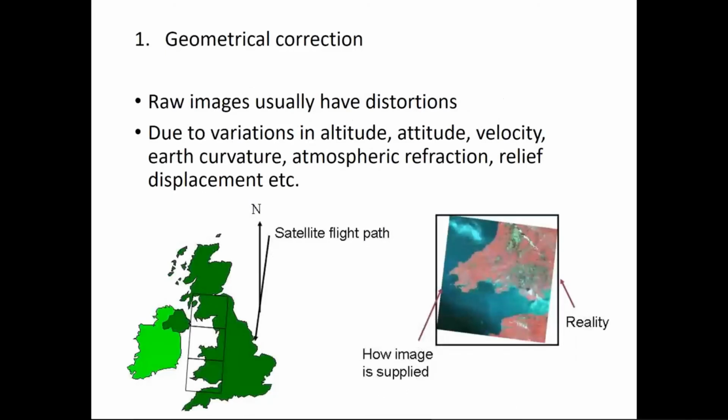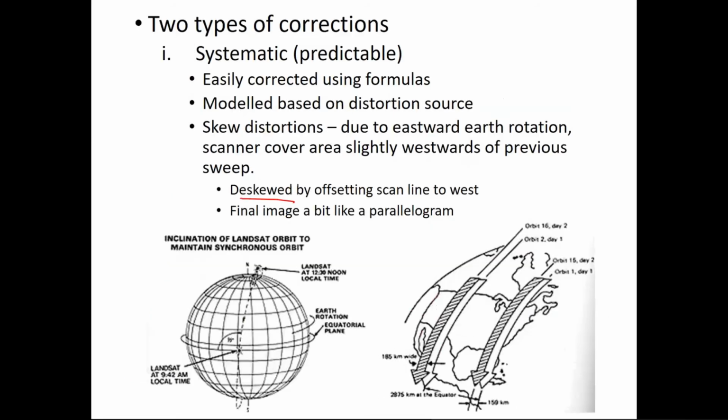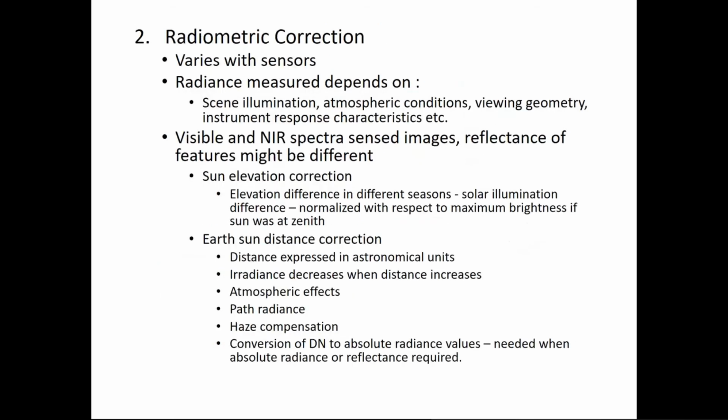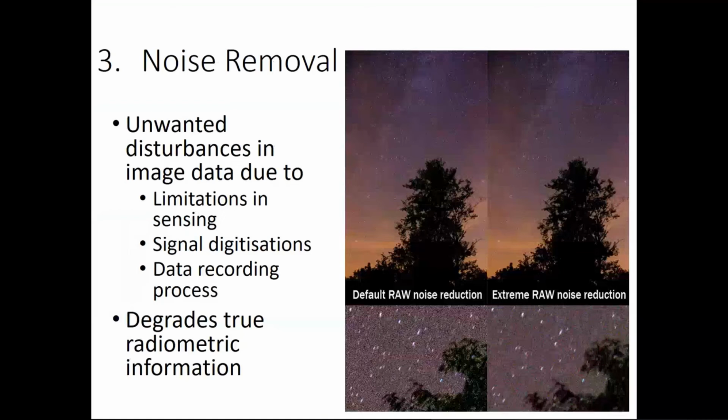In geometrical corrections, one is systematic or predictable corrections, another one is random or unpredictable correction. And in image pre-processing, there are three types of image rectification and restoration. One is geometric correction, second one is radiometric correction, and the third one is noise removal. Okay, this is the third one.